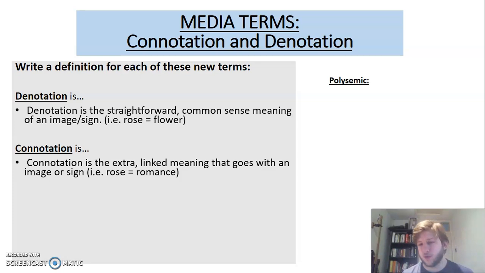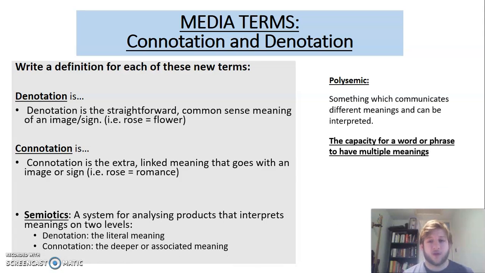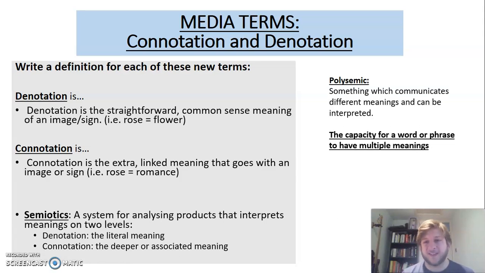I also want to talk about the term polysemic very quickly. So polysemic, something which communicates different meanings and can be interpreted. So polysemic, that word poly suggests multiple. It basically means something that's got multiple meanings. So like we were saying with the rose, it could be seen as romantic, but it could also be seen as gothic. The apple is healthy, but it could also be sinful. This is polysemic. They have multiple meanings.